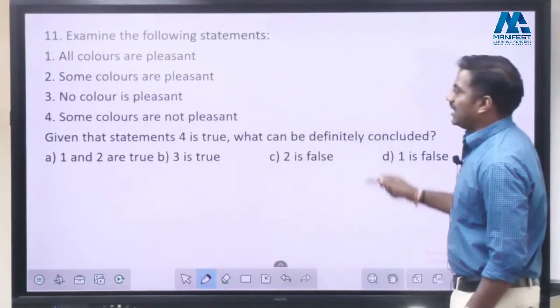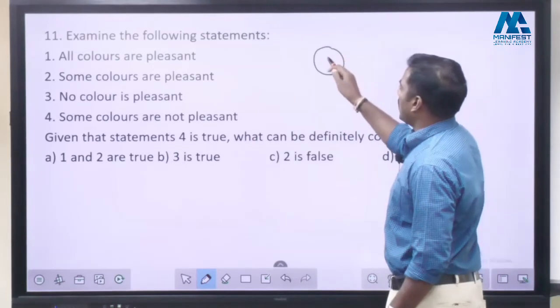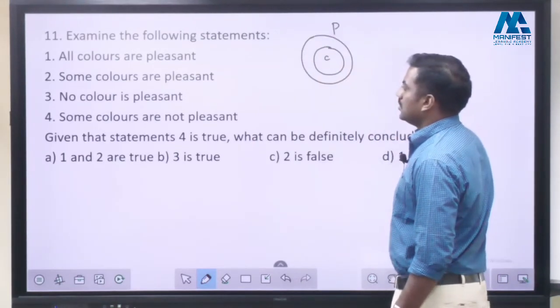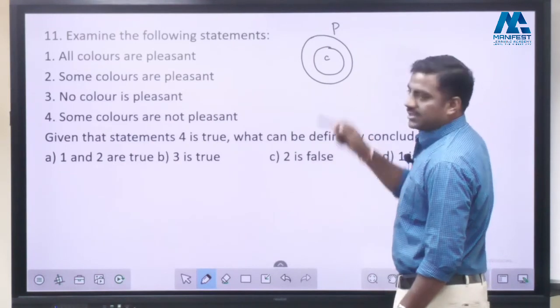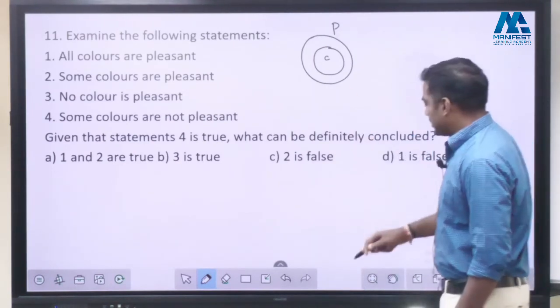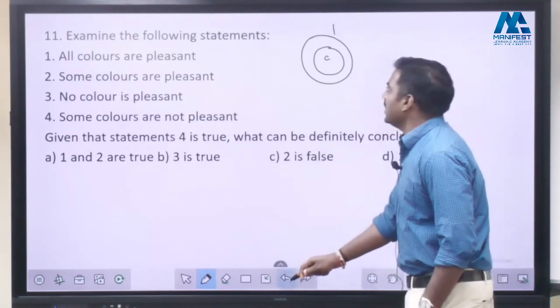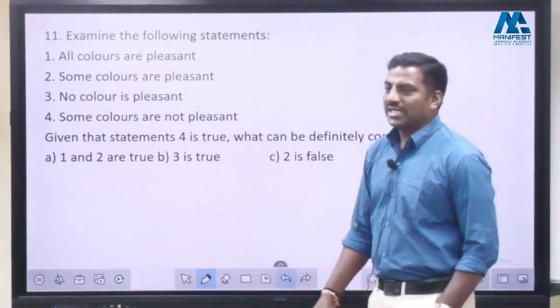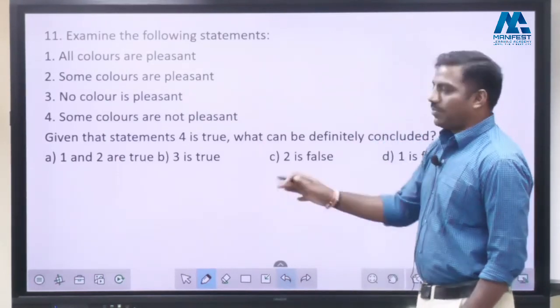All colors are pleasant. This is first. Some colors are, okay, let us not draw the diagram and get confused. Let us solve like that only. Examine the following statements. All colors are pleasant.